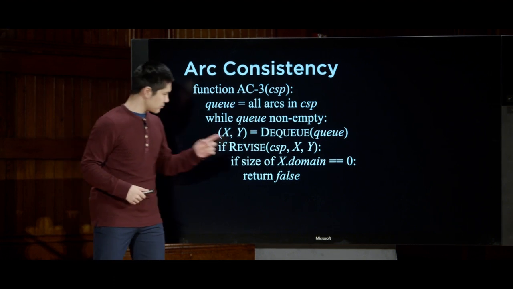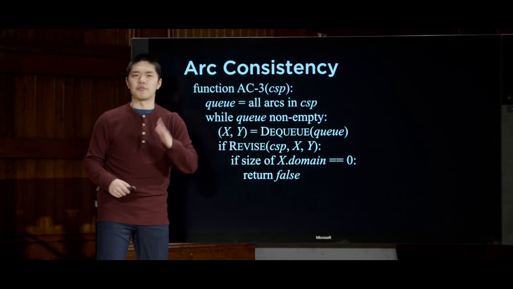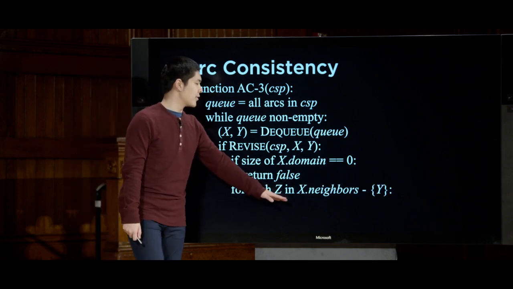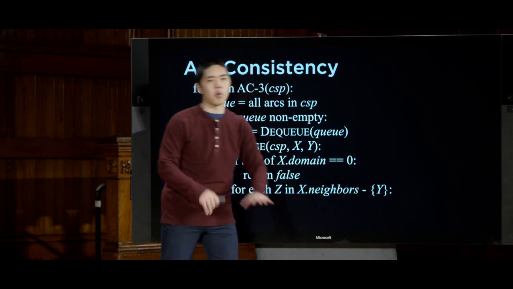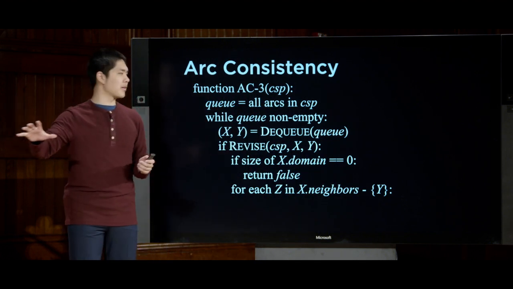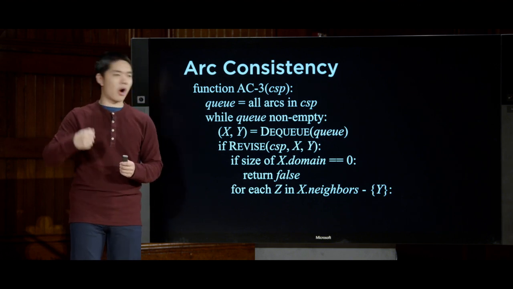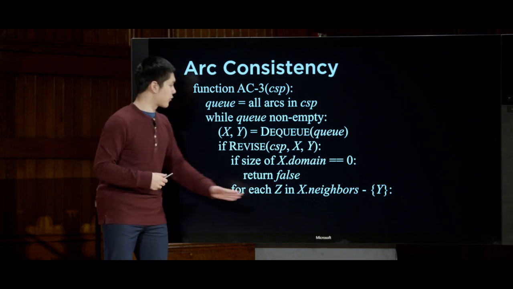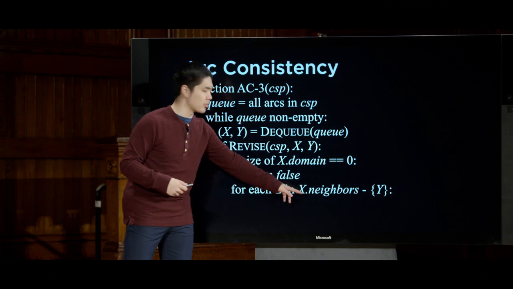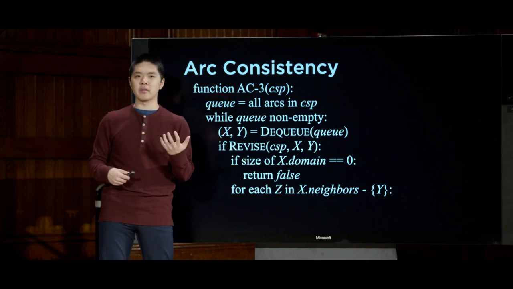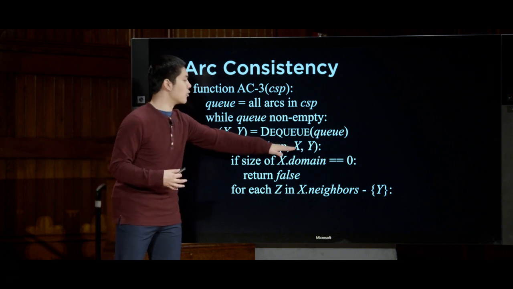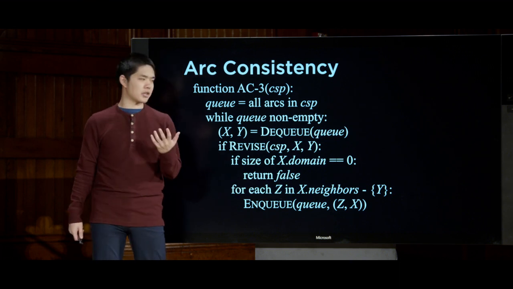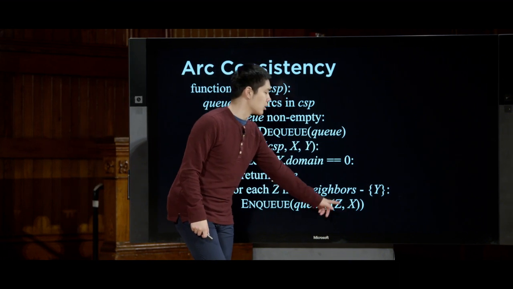But otherwise, if there are things left in x's domain, but fewer things than before, then what we'll do is loop over each variable z that is in all of x's neighbors except for y. Y we already handled. But we'll consider all of x's other neighbors and ask ourselves, well, that arc from each of those z's to x might no longer be arc consistent. Because while for each z there might have been a possible option we could choose for x to correspond with each of z's possible values, now there might not be, because we removed some elements from x's domain. And so what we'll do here is enqueue, adding something to the queue, this arc zx for all of those neighbors z.